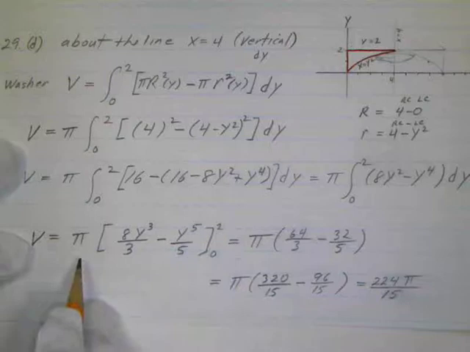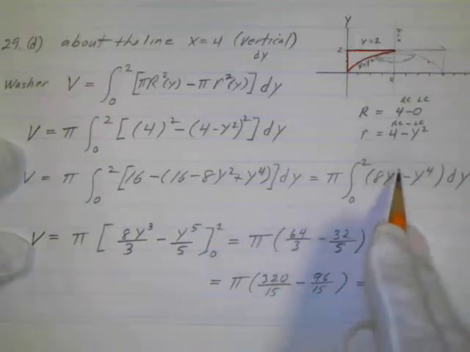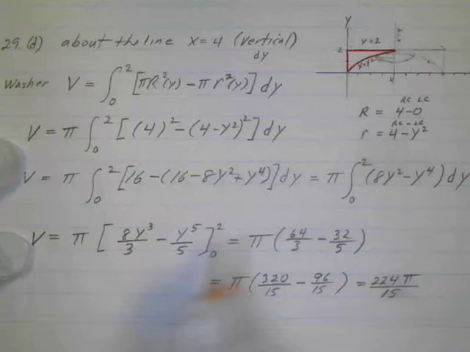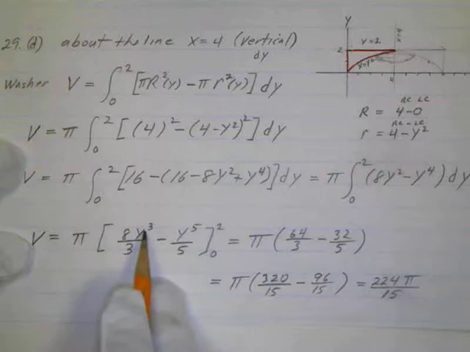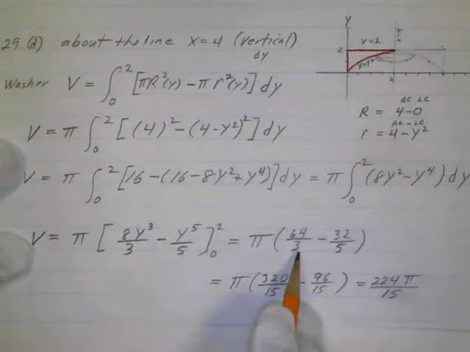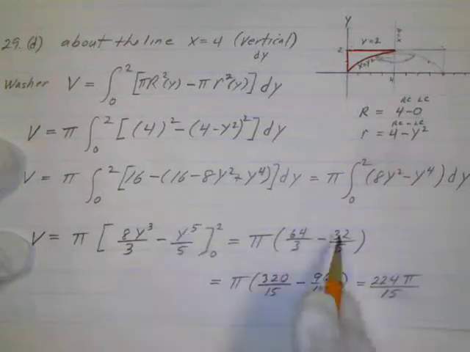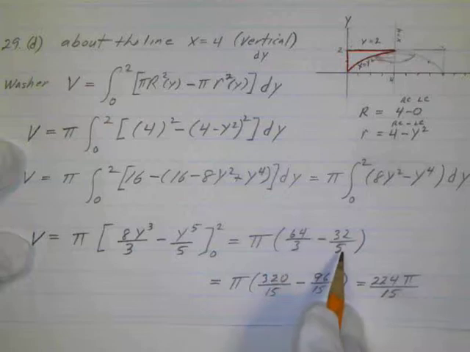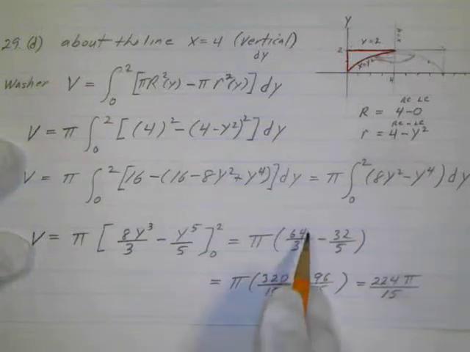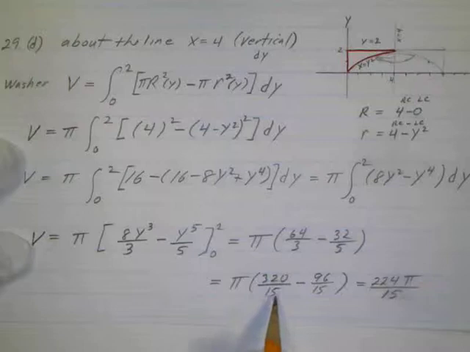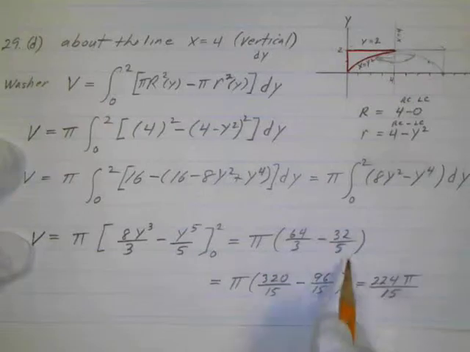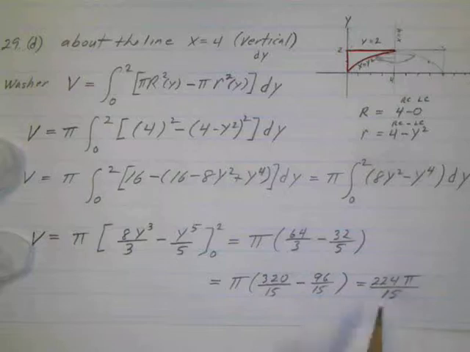So I have pi, and that's going to be 8y to the third over 3, minus y to the fifth over 5, evaluated from 0 to 2. And 2 cubed is 8. 8 times 8 is 64, so I've got 64 thirds. 2 to the fifth is 32 fifths. My common denominator is 15, so multiply the top and the bottom by 5, I get 320 over 15, minus 96 over 15. If I subtract, I end up with 224 pi over 15. So there you go.